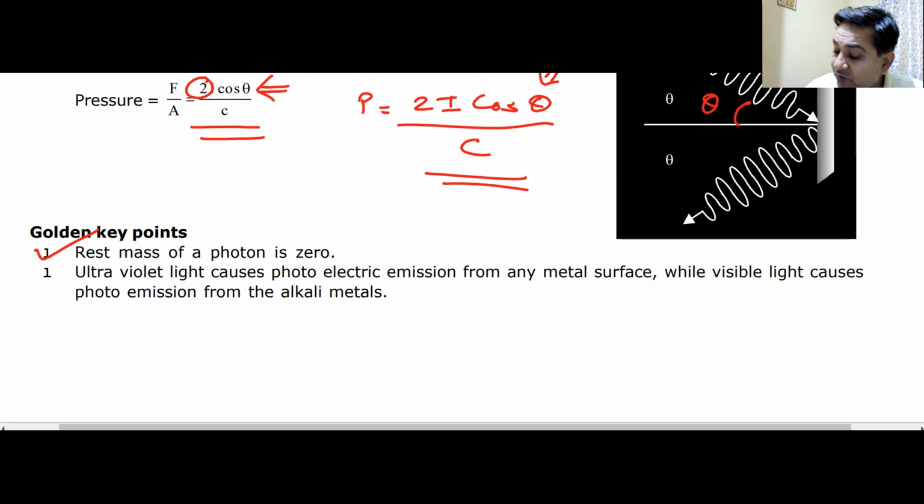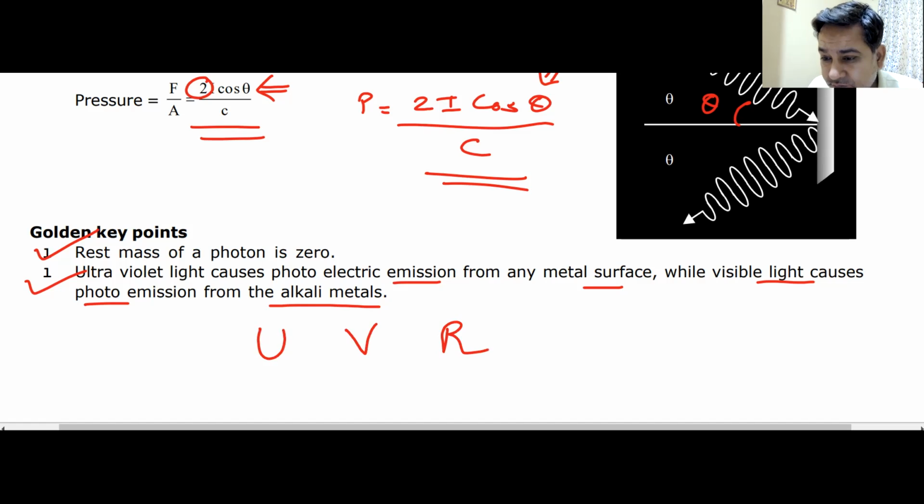We have already seen that ultraviolet light causes photoelectric emission from any metal surface, while visible light causes photoemission from alkali metals. Which one has more energy, ultraviolet light or visible light? Another question. Who has more energy, ultraviolet or visible or infrared? Rank them in terms of energy. Ultraviolet, U, visible, V, infrared, R. Which will have the most energy? Red? Red has the most energy.